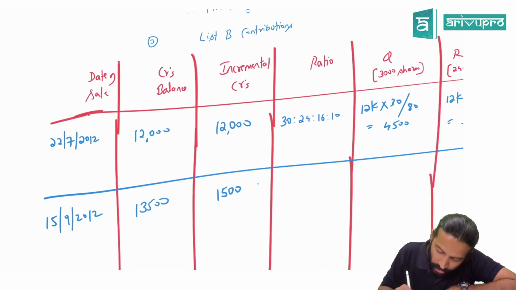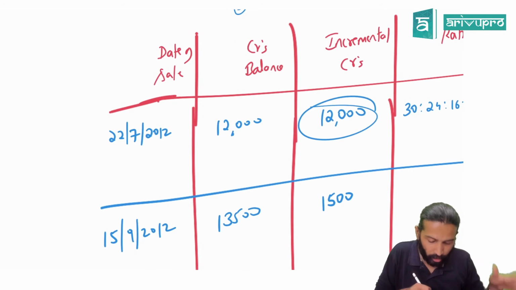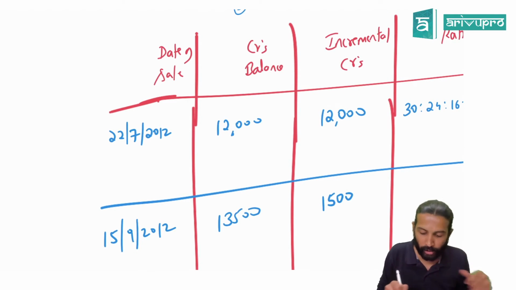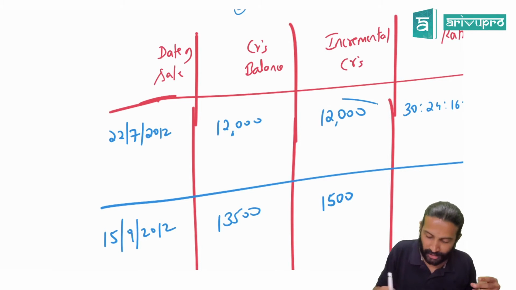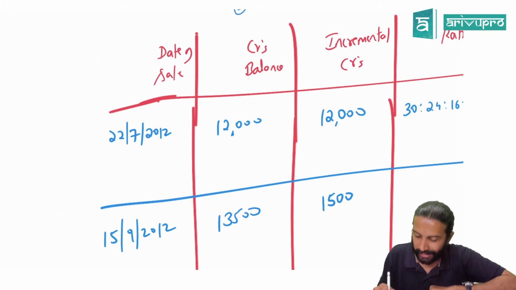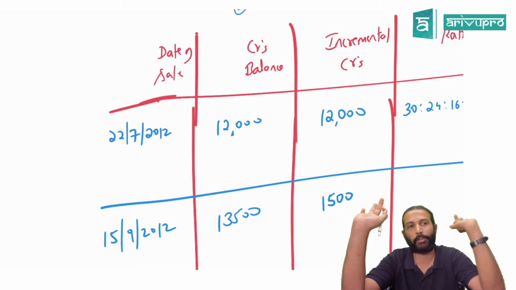So this 1,500 the shareholders have to pay now. Why? Up to 12,000 they have already contributed, no? Again, can you tell all the shareholders to pay 13,500 again? Up to 12,000 anyway they've contributed. How much more has it increased by? 1,500. This 1,500 you need to collect from the shareholders.